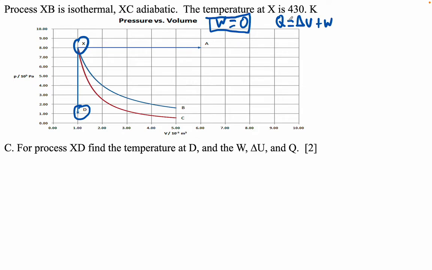Well, the heat, this is going to be a negative change in internal energy. Therefore, heat's going to flow out. These are both negative in this case.